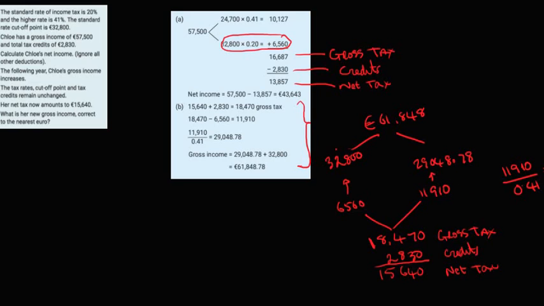I then divide it by 41%, which is what this was taxed at, to get 29,048, and then I add these two together to give myself 61,848. And there's decimal points in here as well, probably there. So that's how you do that. I hope that helped. Thank you.